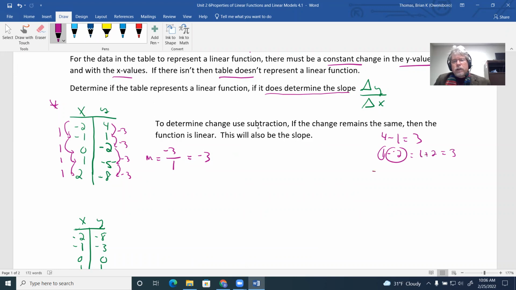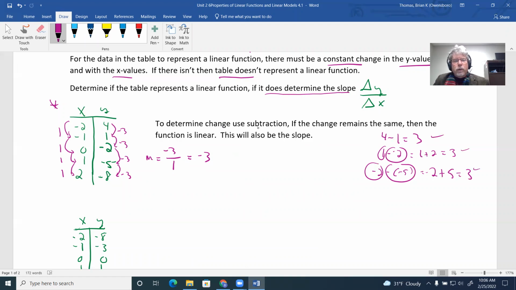And a -2 take away a -5. Notice I have a -2 and a -5. I'm sorry, the opposite of a -5. So it's going to be a -2 and a 5. And that's also going to be a 3. So notice how the change is remaining constant.